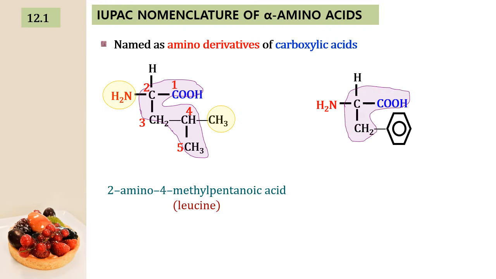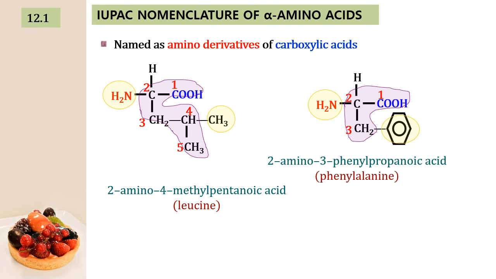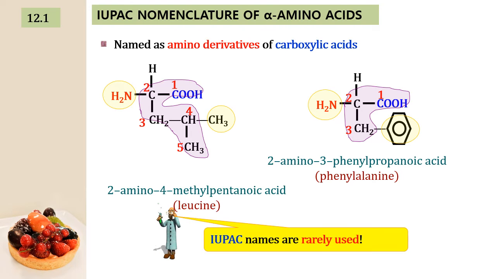Same for the second example. Find the longest continuous chain, number the carboxyl as carbon number 1, and name alphabetically. So this amino acid is 2-amino-3-phenylpropanoic acid. But the IUPAC names are rarely used. They prefer to use the common name.